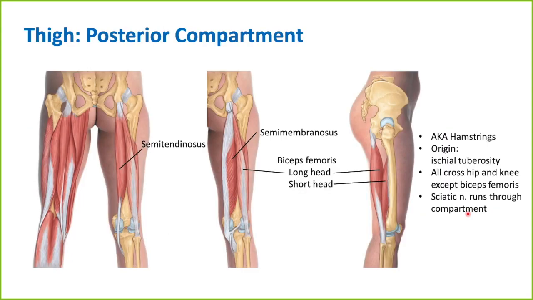Okay, posterior compartment. Here's our boys to men muscles. And so here's our semimembranosus and the long head of the biceps. And then we've got semitendinosus. So semimembranosus, semitendinosus, and biceps femoris long head, that's our boys to men.